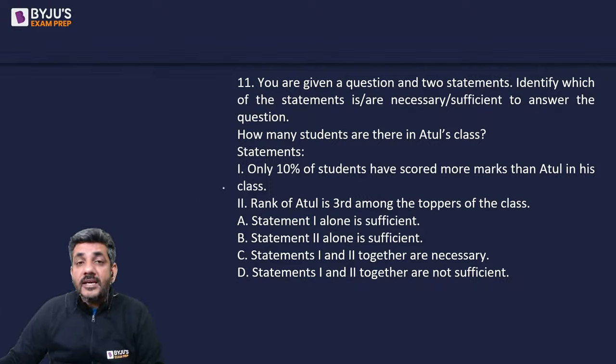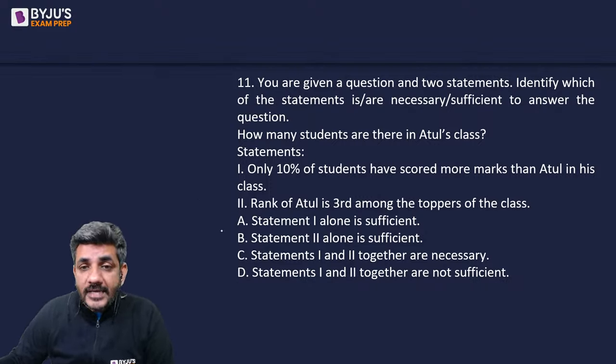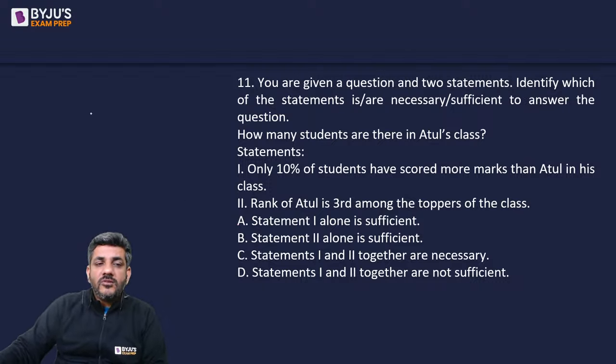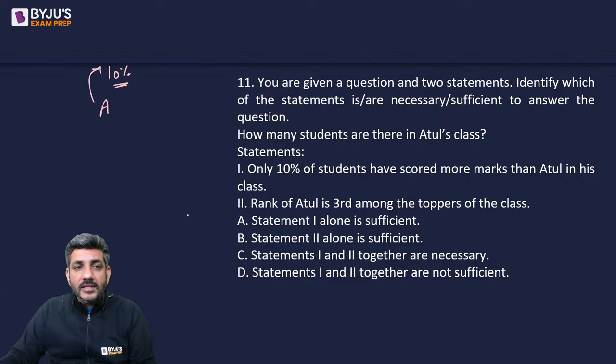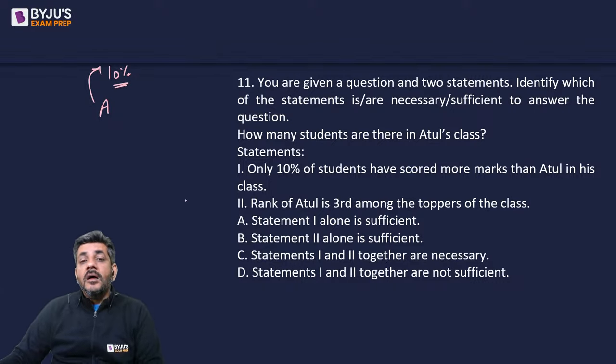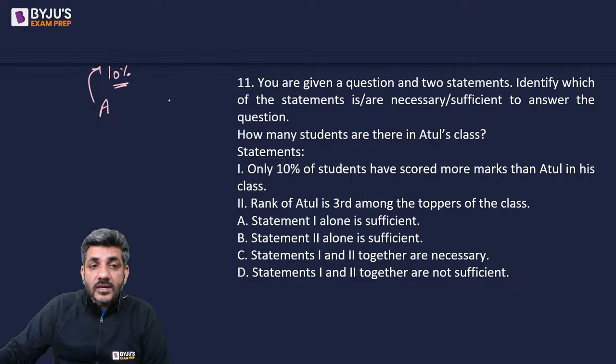How many students are there in Atul's class? Only 10% of the students have scored more than Atul in the class. So above Atul, we have just 10% of the people. This, of course, does not tell us how many people are there in the class. Second statement. Rank of Atul is third among the toppers of the class. So rank of Atul is third among the toppers.